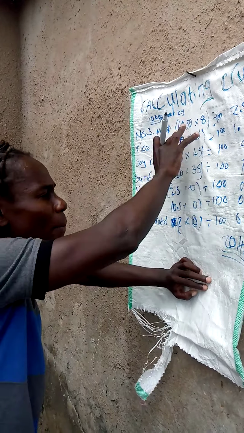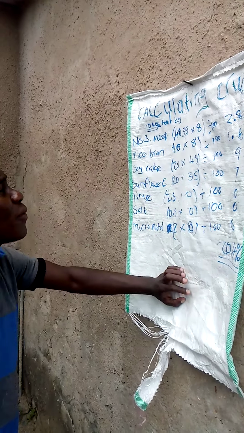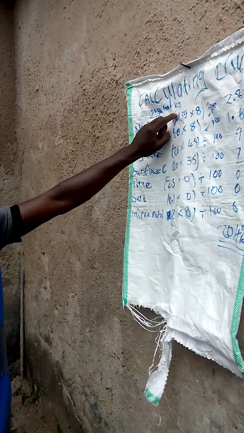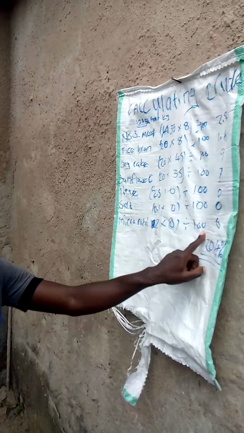If you need to get 23% crude protein, you still get back to this same formula. So if you are using 200 kgs, you balance up your first figures to 200 kgs, then you divide at the end with 200 kgs.